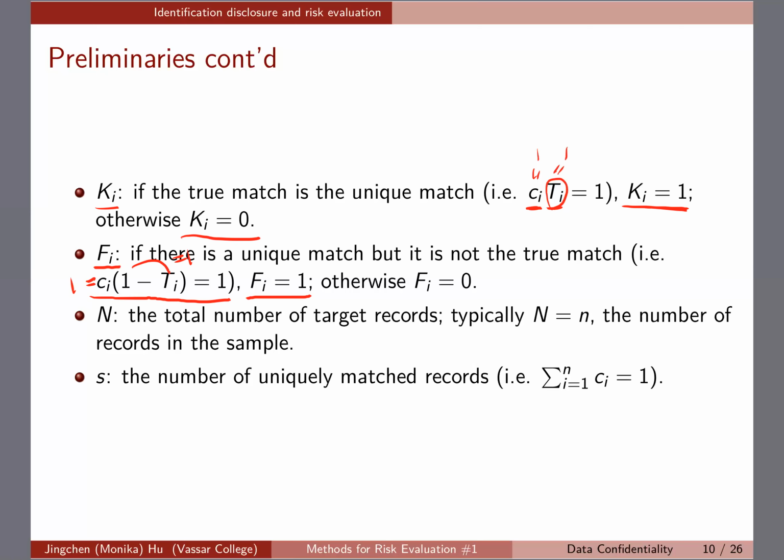I think the wording is a little bit complicated, but that's what we're trying to get. Okay, so think this through, and otherwise Fi equals 0. So this is going to give us a sense of, even though you can have many unique matches, that's not good, because unique matches usually tell us many records are very unique, right? But the unique match might not be the true match anyway. So we want to get a sense of, you can have like 100 unique matches, but maybe only 1 of them is correctly matched.